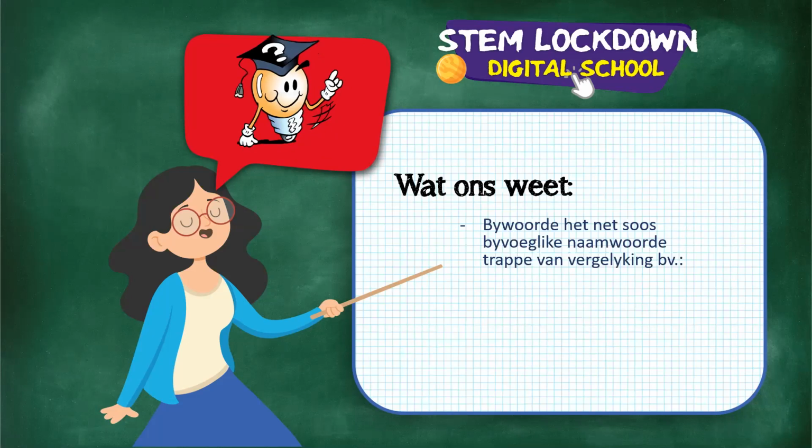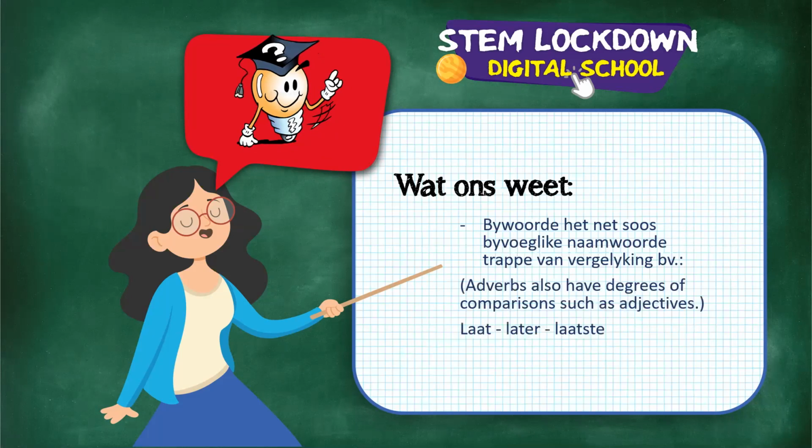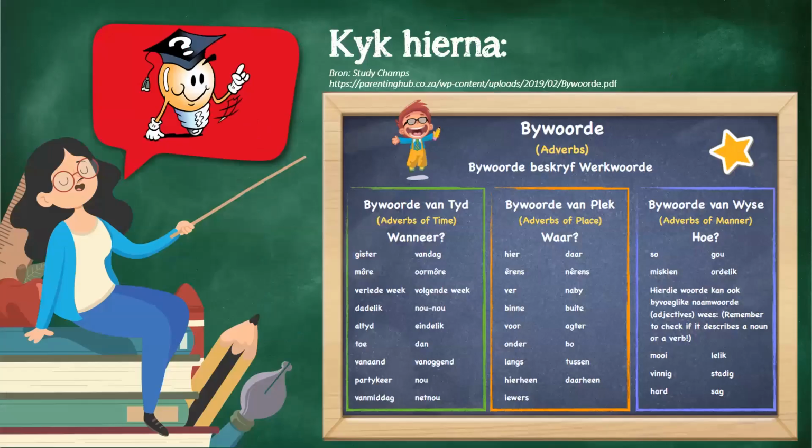Right, and then bywoorde, net soos byvoeglike naamwoorde, het trappe van vergelyking, in English, just as an adjective, adverbs also have degrees of comparison. All right. For instance, laat, later, laatste. Laat would be then a bywoord of time. Ver, verder, verste would be a bywoord van plek. And there we've got three groups of bywoorde.